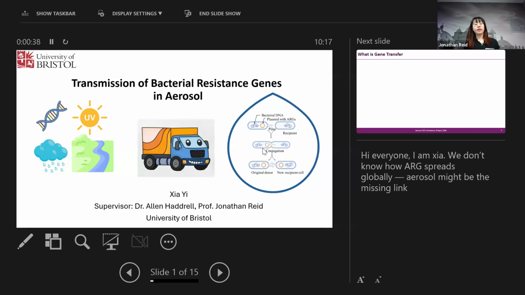But here the thing is that the resistant genes already exist in the environment. What really matters is whether the bacteria can pick up these genes. In other words, does the aerosol just work like a trunk to transport the resistant genes from one place to another, or does it also provide an active environment to help the bacteria pick up these genes? If that really happens, it implies the aerosol will play a more important role in gene transfer.